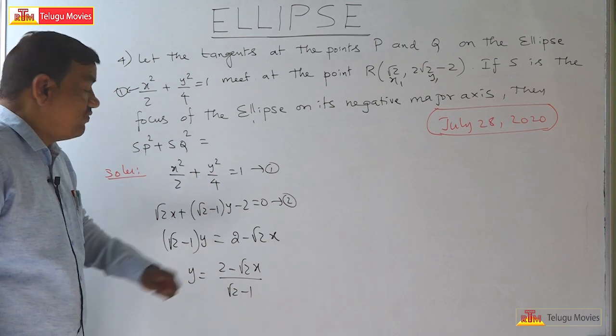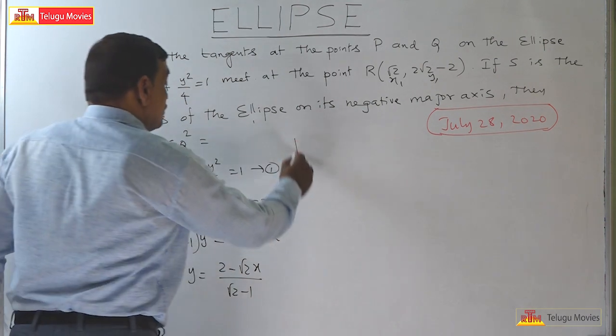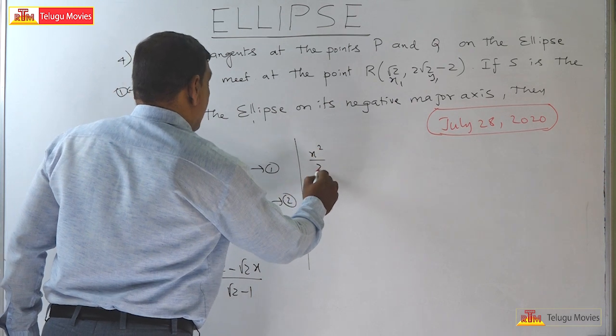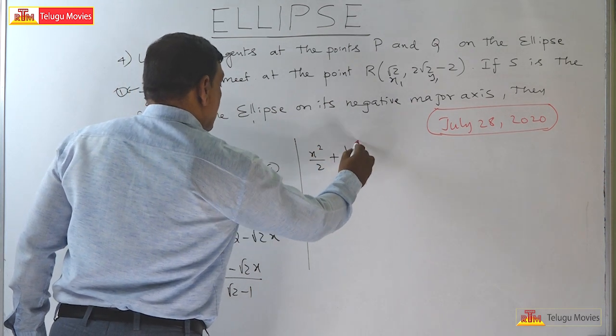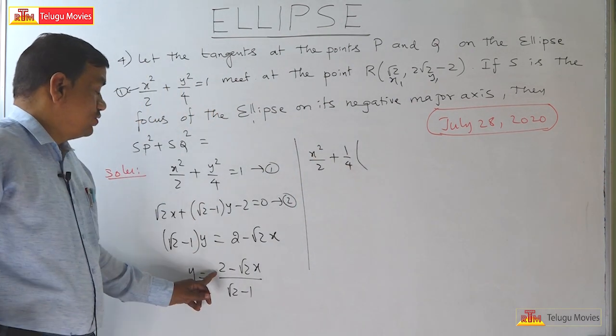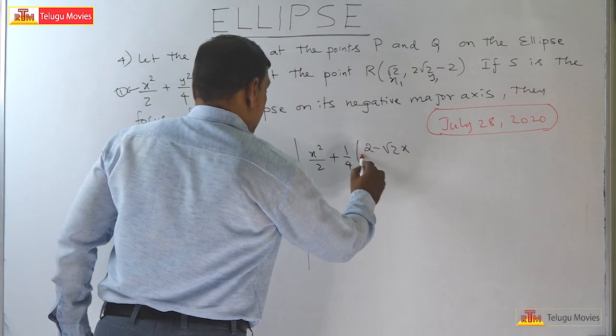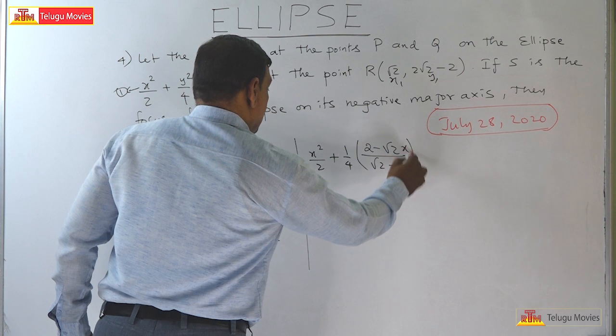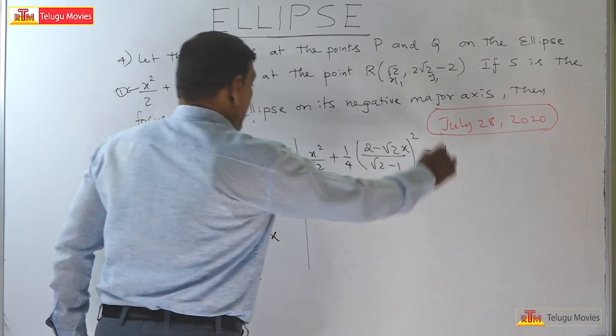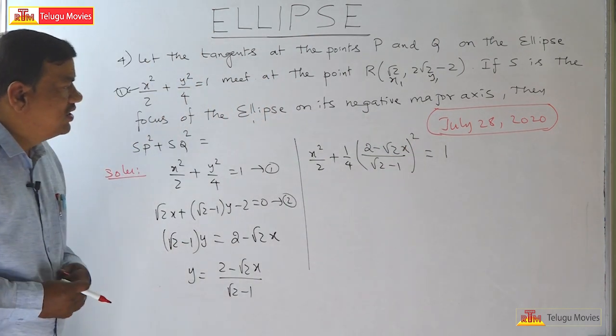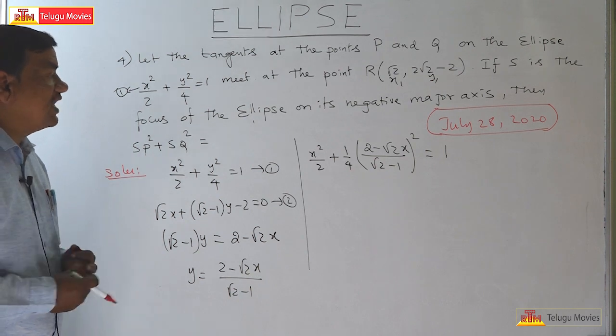Now substitute the y value here, so let us see what happens. So this is equal to x square by 2 plus 1 by 4. I have separated it. Your y value, (2 minus root 2x) by (root 2 minus 1), whole square, is equal to 1. So the total expression is converted into x.